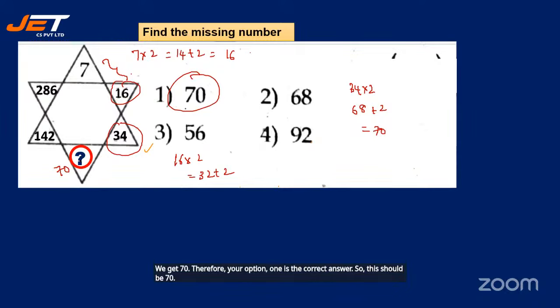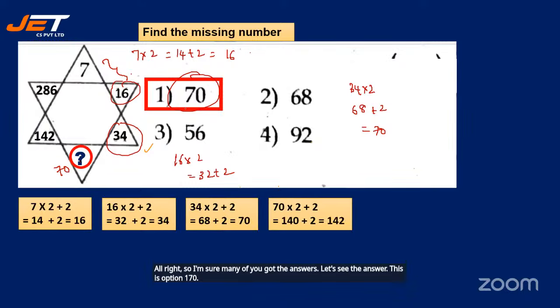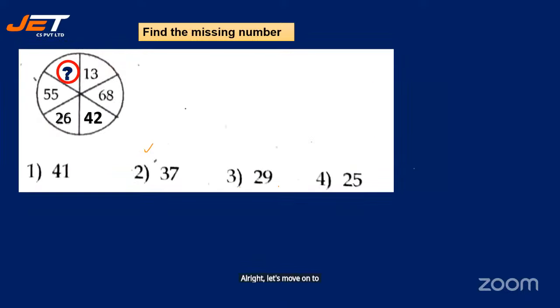All right. So I'm sure many of you would have got the answers. Let's see the answer. It is option 1, 70. All right. Let's move on to the next question. We have a circle, right? And the numbers in the circle are 55, 13, 68, 26, 42. And what is the question mark? Now, how do you find out the answer for this?